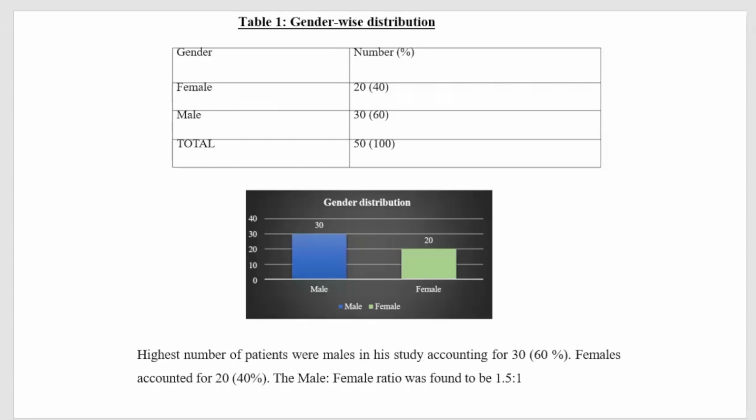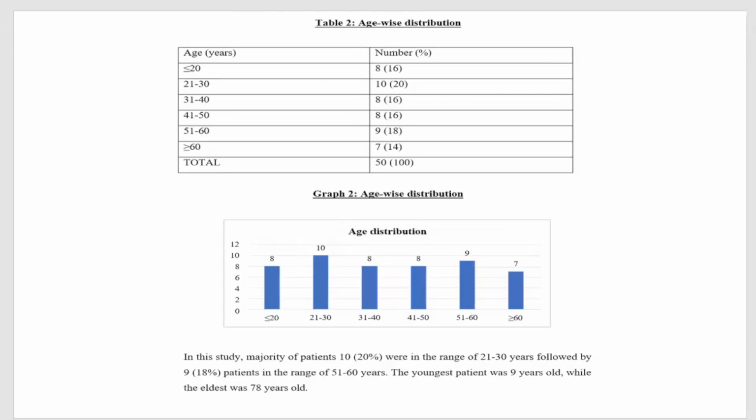And gender-based distribution. In this study, the highest number of patients were males, accounting for 30 out of 50 people, which is 60%. Females accounted for 20, which is 40%. The male to female ratio was 1.5:1. And in the age-wise distribution, the majority of patients were in the age group of 21 to 30 years, followed by 41 to 50 years.